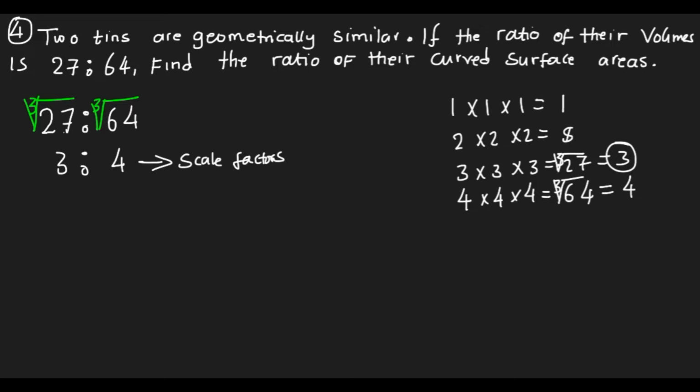So for us to proceed by finding the ratio of their curved surface area, we are supposed to have the scale factor. Now after finding the scale factor, what are we supposed to do with the scale factors to find the ratio of their curved surface area? So area is raised to the power 2. So we are going to raise each scale factor to the power 2. So 3 squared, also 4 squared. Then we know that 3 squared is 9, 4 squared is 16. So 9 and 16, these are the ratio of their curved surface areas.